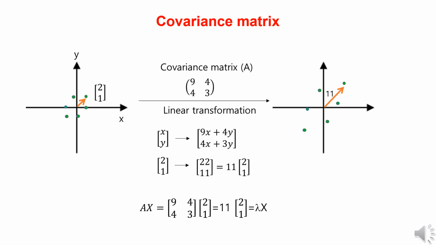To help you understand, let me explain using a simple example. Here on this graph, we have green dots, and when we multiply a 2x2 covariance matrix by these points, they transform into this elongated shape. Among these transformations, let's focus on the vector represented by the arrow with 2 and 1. When we multiply this vector by the covariance matrix, we can observe that it becomes equivalent to multiplying it by the number 11. In other words, the result of multiplying the covariance matrix A is the same as multiplying it by the scalar value lambda, which is 11 in this case.